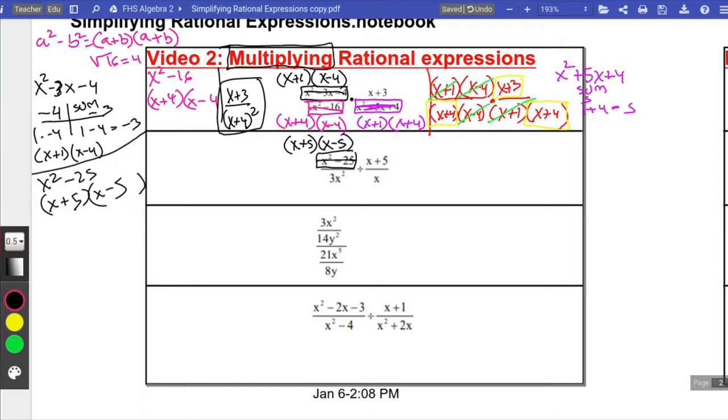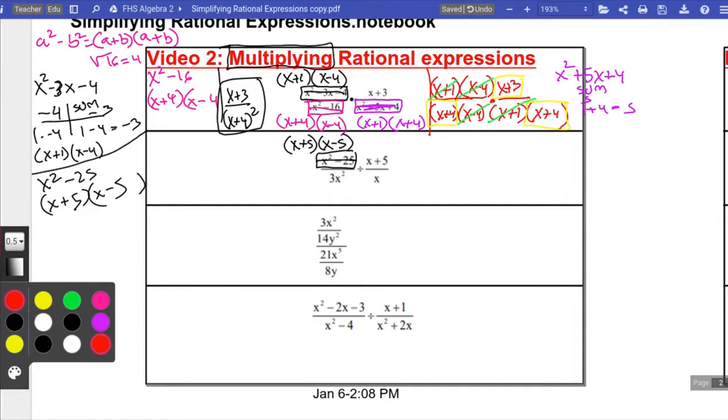One thing I need to mention, this is critical. Because this is dividing, here's what you're going to have to do. You're actually going to have to rewrite the whole problem. I already know that the top one is x plus 5 and x minus 5. The bottom one is 3x squared.